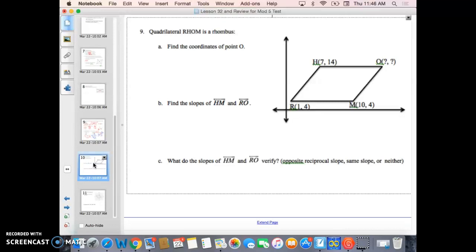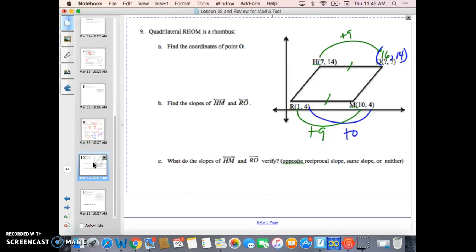All right, find the coordinates of point O. Well, I know that these sides are exactly the same. So I can just look at what I did here. I'm going to add 9 to my x. So 7 plus 9 is 16. And what happened to my y-coordinate? Well, nothing. I added nothing. So my y-coordinate is just going to stay 14. So O is at 16, 14.